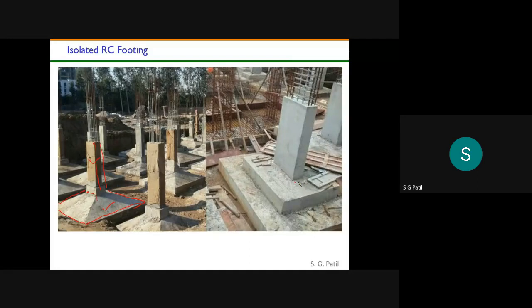But here you see this is the combined footing. One column and another column are supported by this one foundation. This kind of footing is called a combined footing. It may be a rectangular footing, a trapezoidal footing, or a square footing. Depending on the availability of space or the load coming on the foundation, you can decide what kind of shape you require.